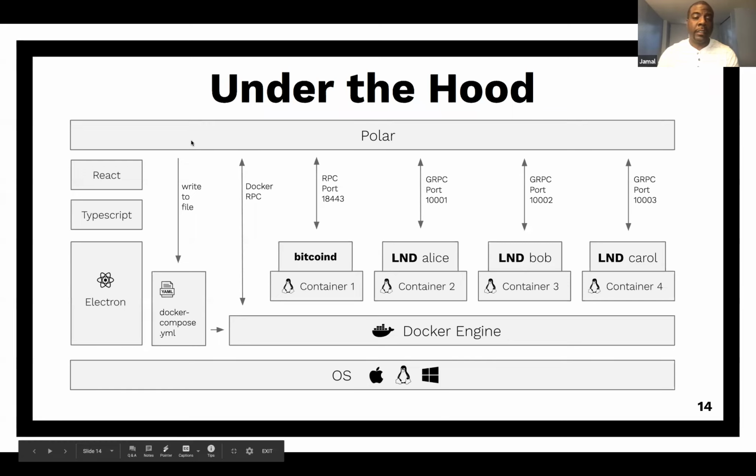So what Polar does is when you click on Create Network, it writes this Docker Compose file to your hard drive. This Docker Compose file is basically a schema. It's a text file that describes the schema of your network, which nodes are in the network, which ports they should open up, which commands to run, which images to use. And when you click on Start Network, it tells the Docker engine, use this compose file and create a virtual environment. When it boots up, Docker will create these 4 containers, 1 for the Bitcoin D node and 3 for the LND nodes.